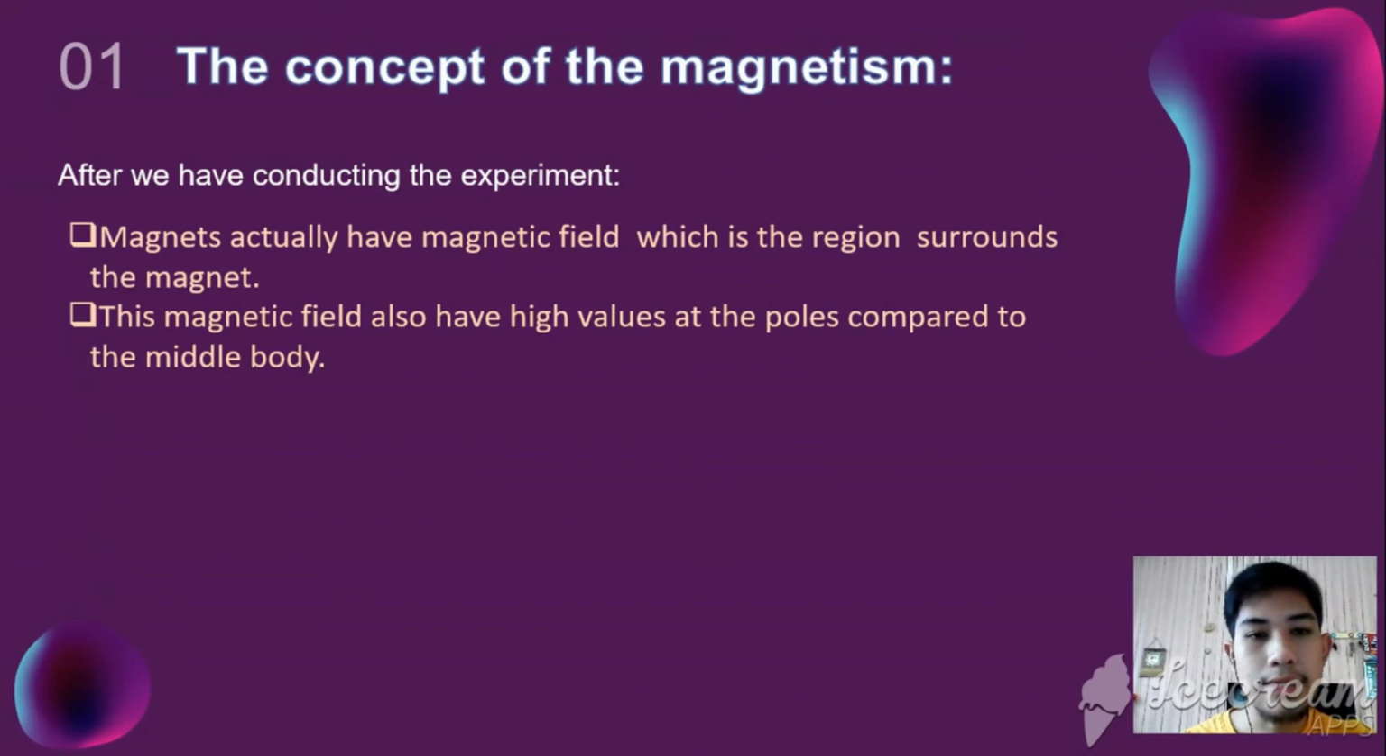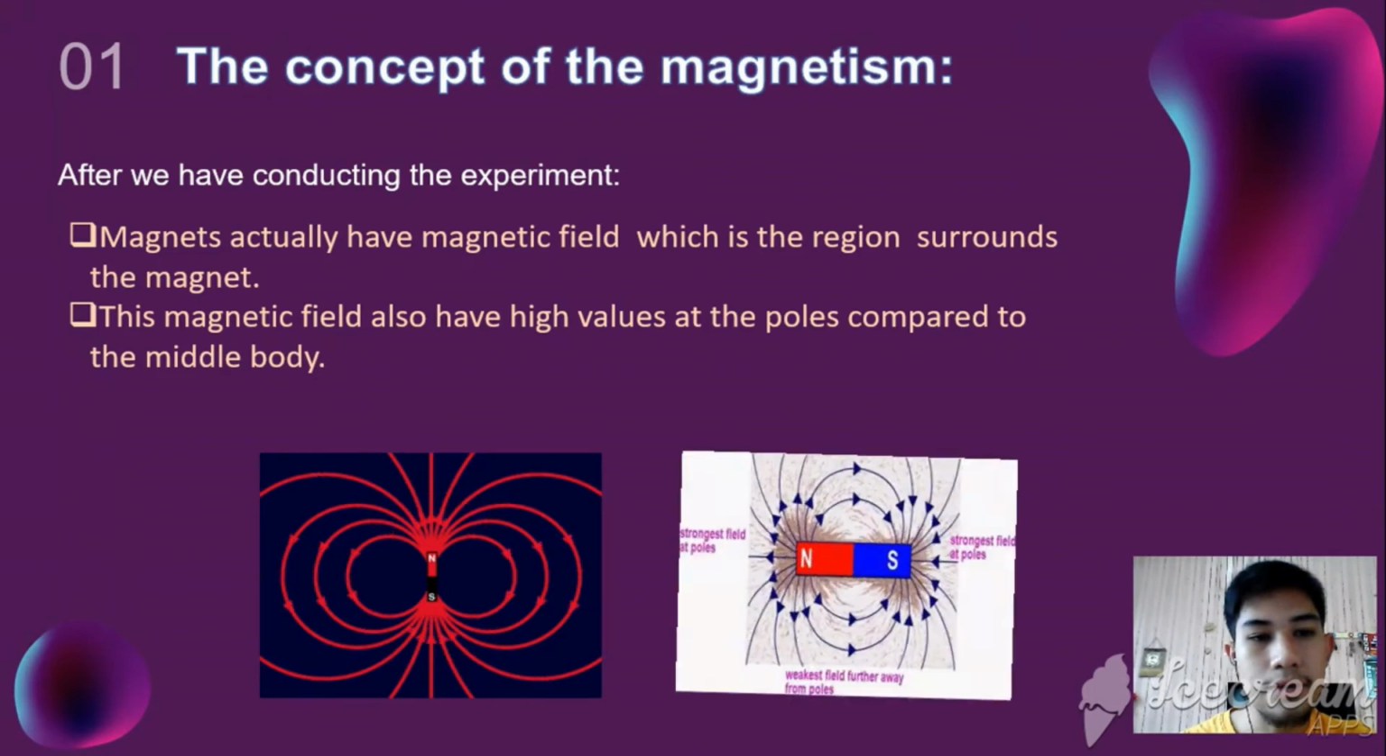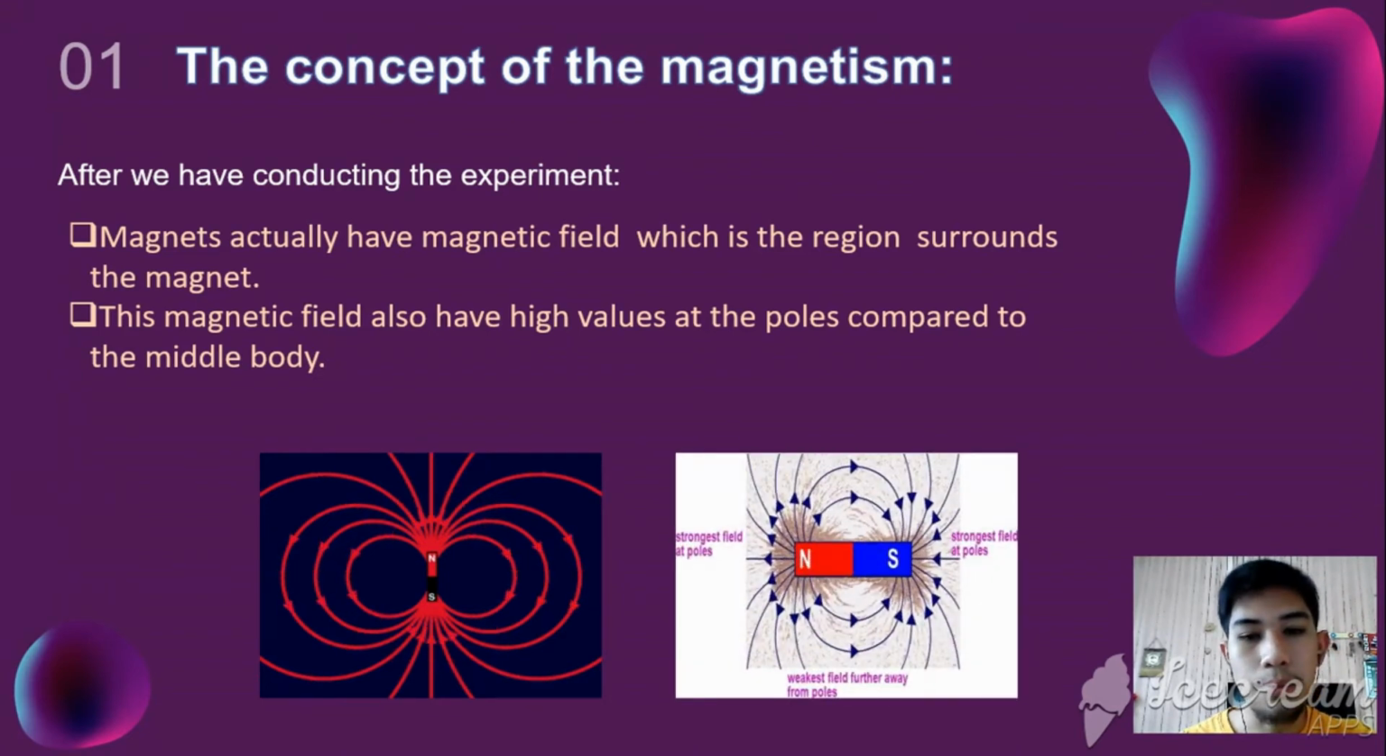Okay, after conducting the experiment on the magnets, we have a better understanding of the concept of magnetism. This is because we can learn that magnets actually have a magnetic field, which is the region that surrounds the magnet. The other point is that this magnetic field also has high values at the poles compared to the middle of the body. For example, if we look at the second diagram, we can see that the magnetic field is higher at both of the poles compared to the middle body of the magnet.